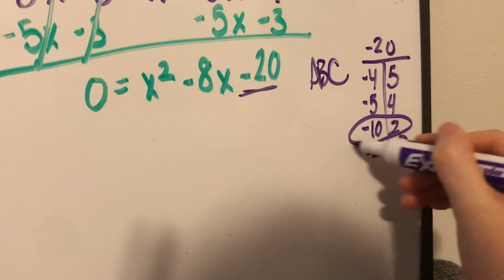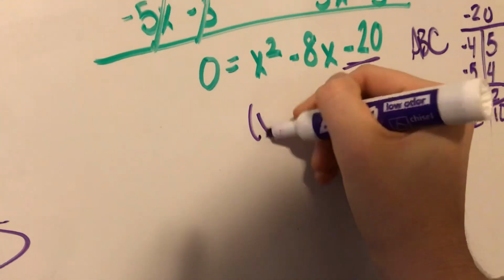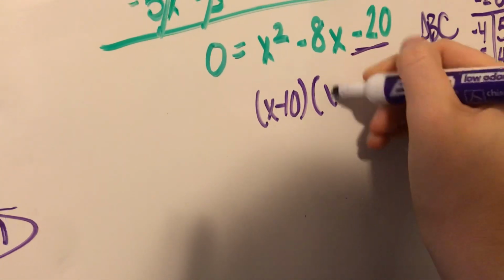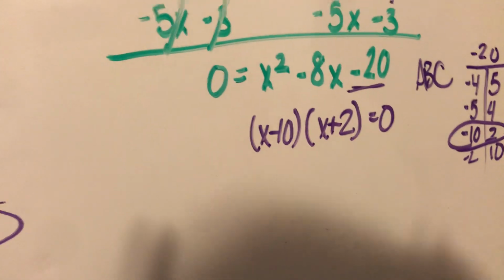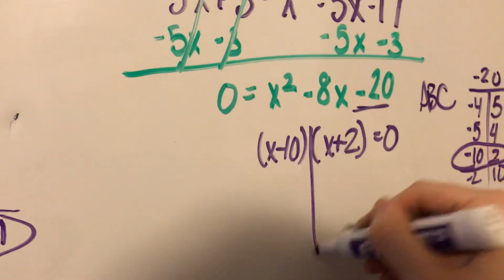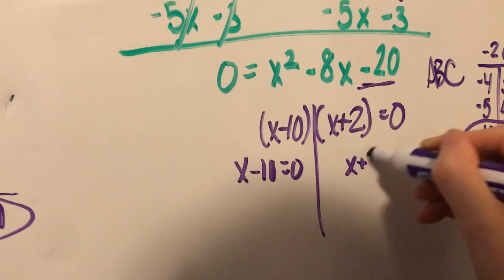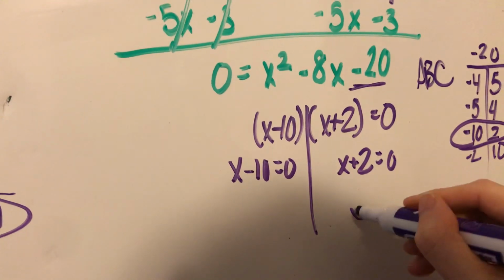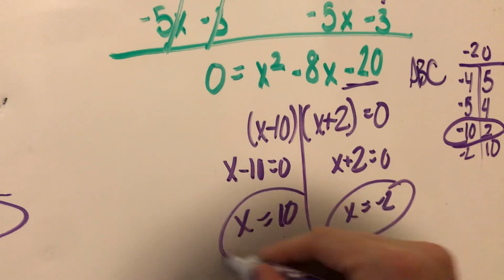Yuri, you're absolutely right. We should be using x minus 10 and then x plus 2. And I have that equal to 0. And my last step is to split and set both of those factors equal to 0 in order to solve. So I have x equals negative 2 and x equals 10.